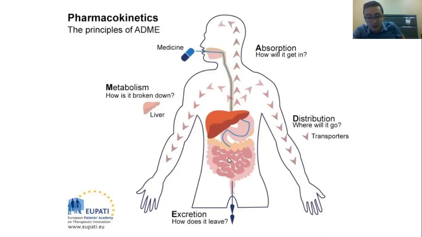And then lastly, we have how does it leave? How is that drug excreted? And usually it's through either the urinary tract elimination, through the digestive system. Sometimes simply it's just eliminated within bodily processes or metabolism itself.